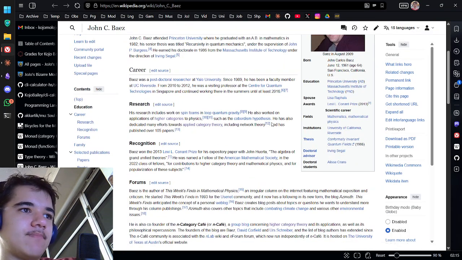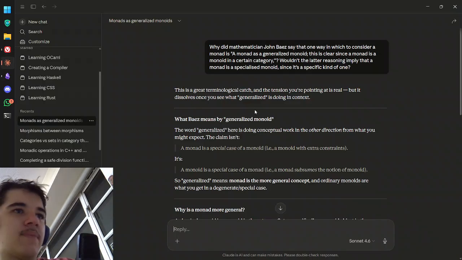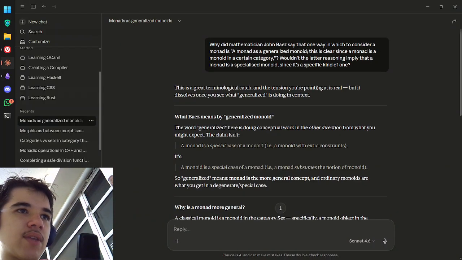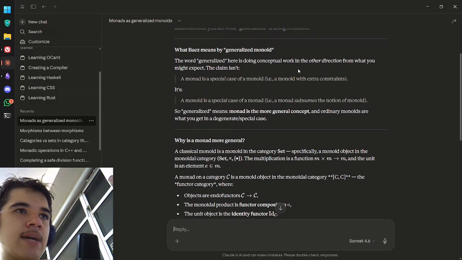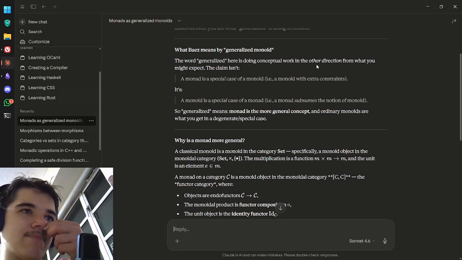Cool, cool. This is a great terminological catch, and the tension you're pointing to is real but dissolves. So the word generalize here is doing conceptual work in the other direction. A monad is a special case of a monoid. It's a monoid. A monoid is a special case of a monad. Monad is a more general concept.